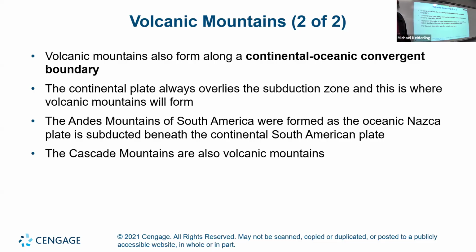on the continental plate. So the Andes Mountains of South America were formed as the oceanic Nazca plate gets subducted beneath the continental South American plate. The Cascade Mountains, including probably one of the more famous volcanoes in the US, Mount St. Helens, were formed as the small plate, whose name I cannot recall, subducts under North America. What's happening is these oceanic plates are subducting, they're melting, they're releasing magma that rises up, and that forms the mountains.